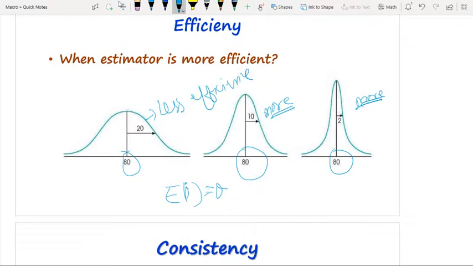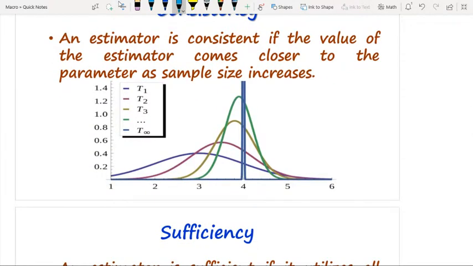The next property is consistency. The consistency property is related to whether the estimator comes closer to the true population value if the sample size is increased or not. So the technical definition is: the estimator is consistent if the value of the estimator comes closer to the parameter as sample size increases.